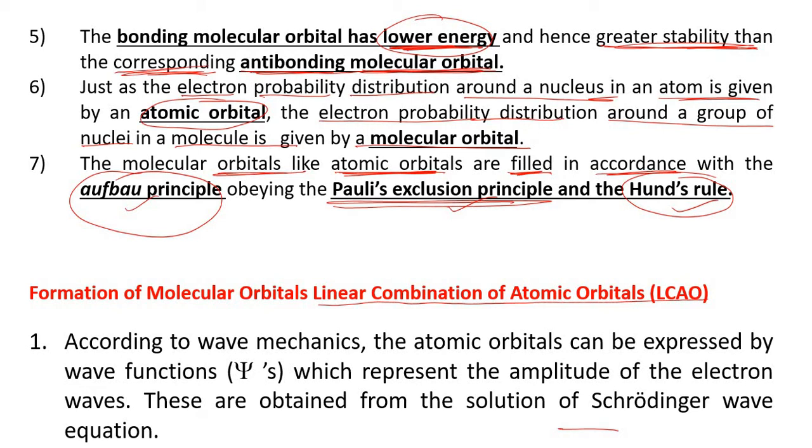Now the first point: according to wave mechanics, the atomic orbitals can be expressed by wave functions, which are called psi. This is a Greek symbol called psi. It is written in this manner and we pronounce it as psi. Is it clear? If it is only one atomic orbital, which has only one wave function, it is called psi, but here it is psi's, which means various wave functions will be available with atomic orbitals, which represent the amplitude of the electron waves.